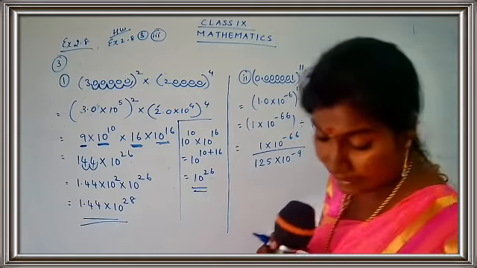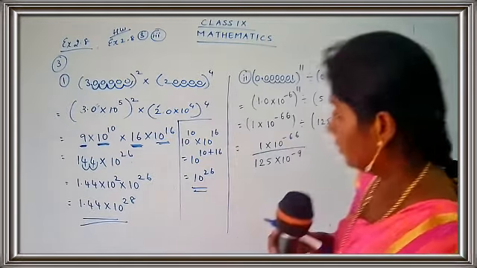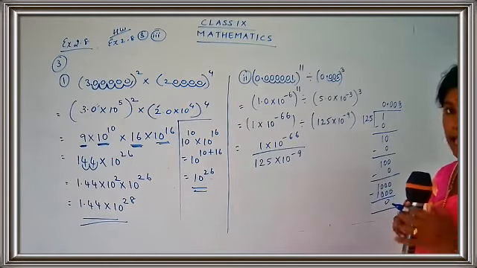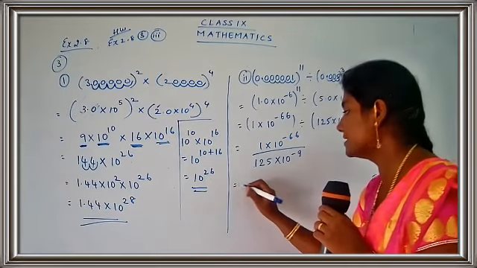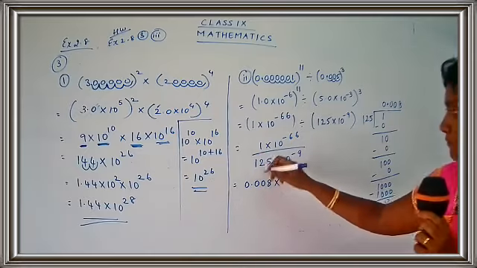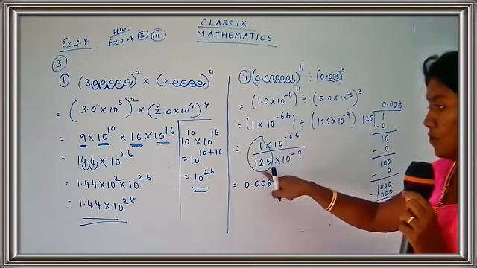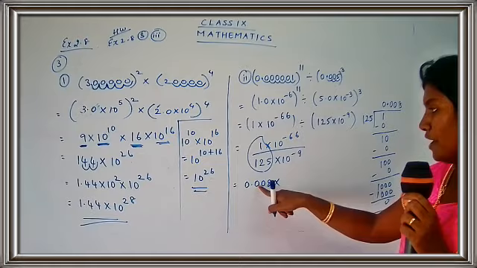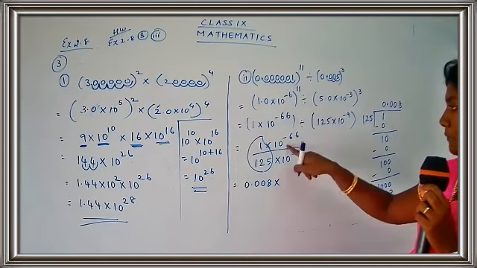So I have divided 1 by 125. So I get the answer as 0.008. So this is the answer for this part. What is the answer for 1 upon 125? It's 0.008. Now let me go for this.